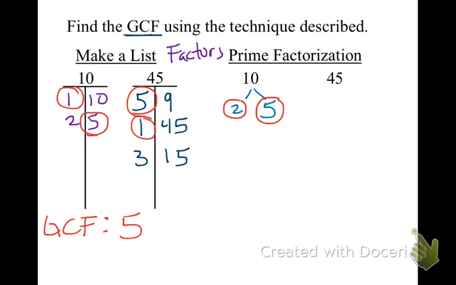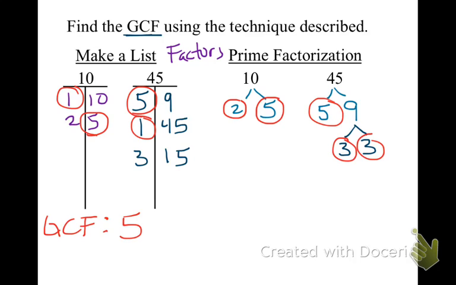Now let's take a look at my 45. Automatically I see that 5, so I'm going to think of 5 and 9. I already know that 5 is a prime number, so I'm going to circle it. I know 9 I can simplify down further. 9 is going to be 3 and 3. Those are both prime numbers.